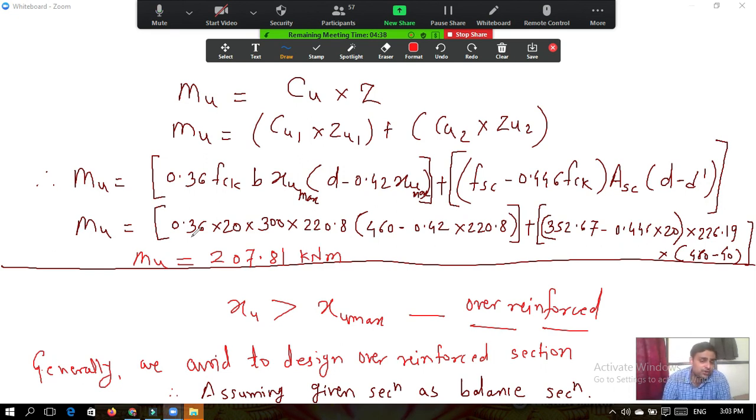But what is the basic difference? In the first problem your grade is Fe250. In the second problem the grade is Fe415. So in the first problem you directly get the value of FSC as 0.87 FY, but in the second problem, for Fe415 and Fe500 grades, you need to calculate the strain in steel in the compression zone, and from the strain, by interpolation, you get the stress in steel in the compression zone. Other steps are the same. The formula for MU we have already seen in singly reinforced sections, when to use CU into Z and when to use TU into Z. That is what we have done in these two numericals.